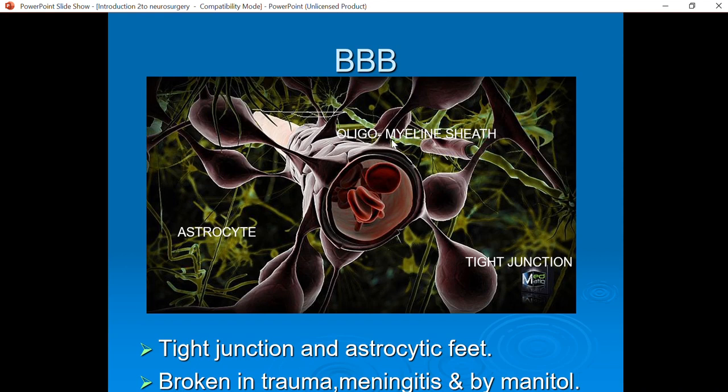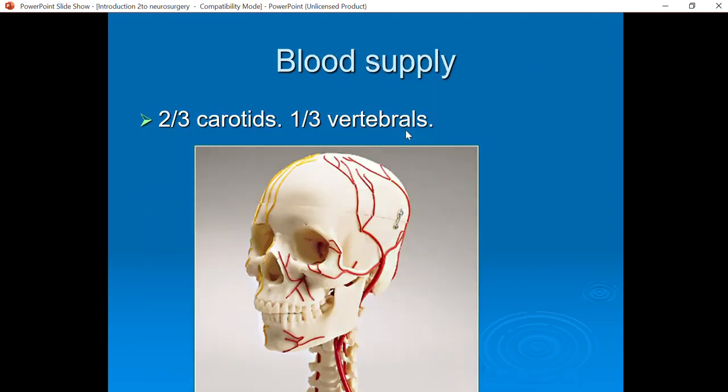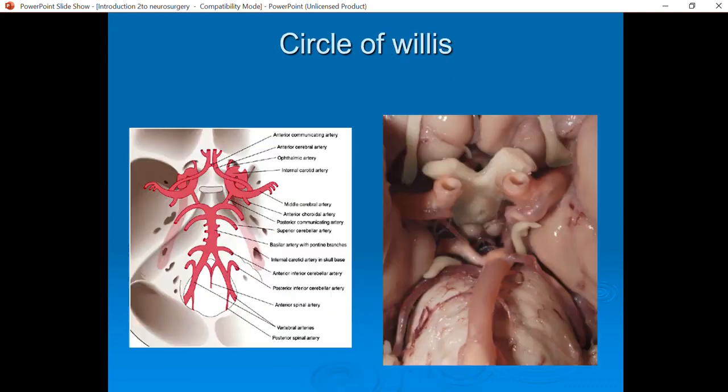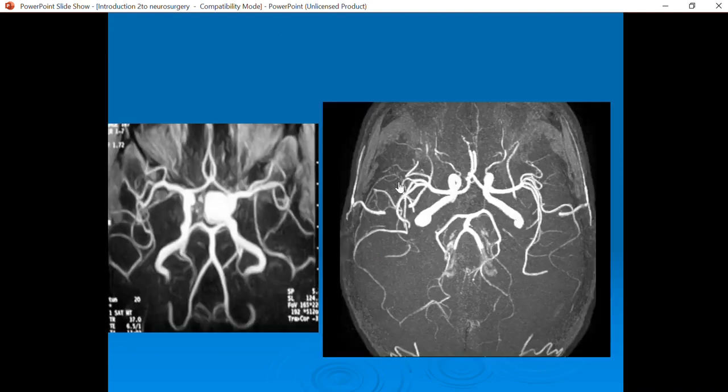What is allowed to pass is mainly oxygen, glucose, water, and certain amino acids for the synthesis of neurotransmitters. The blood supply of the brain comes 2/3 from the 2 carotids and 1/3 from the 2 vertebrals. The circle of Willis, which is taught to you classically, is present only in around 60% of the cases. In 40% of the cases, the posterior communicating artery or anterior communicating artery is absent or hypoplastic.